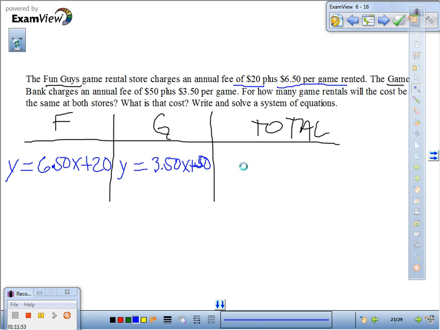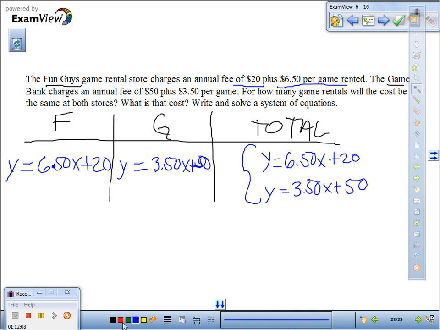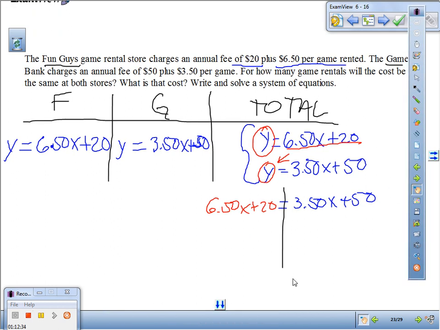All right, so here we're going to write our system. Our system is y equals 6.50x plus 20 and y equals 3.50x plus 50. Let's solve this using substitution. This says that y is what? All this. So on the second equation, instead of writing y, what am I going to write? That. 6.50x plus 20 is equal to 3.50x plus 50. Does this look familiar? Yes. All right. So what do we do from there?